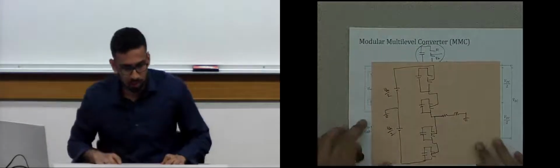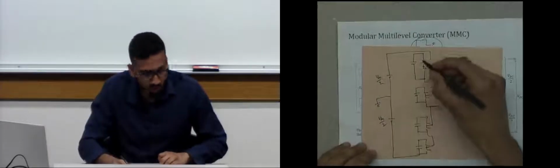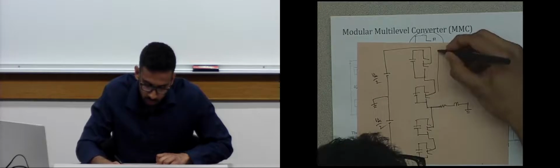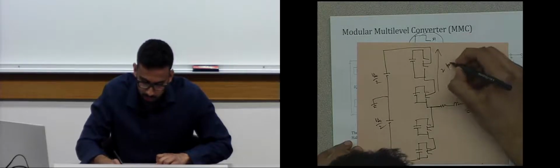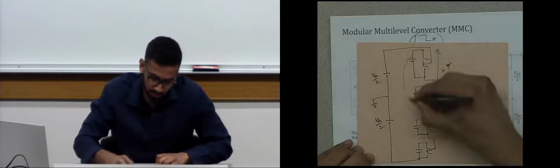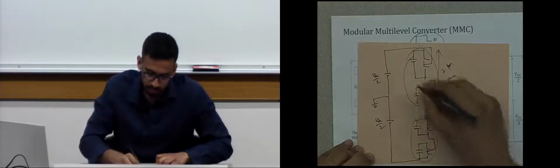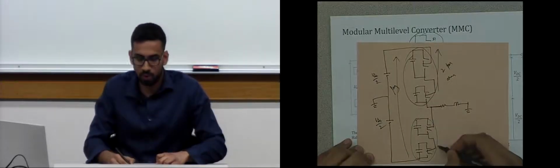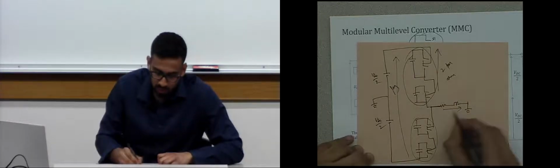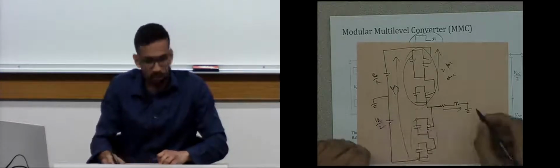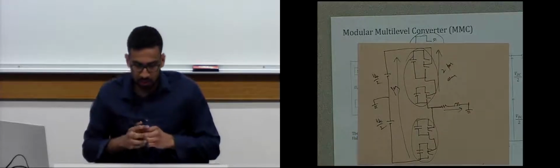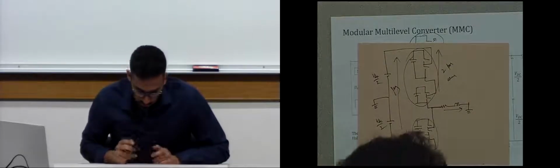Okay, this is our MMC. Each module is a half bridge, and we have 2 submodules per arm. This is an arm. This is another arm. This whole thing is a leg. And 2 submodules in the bottom arm, and the output is connected between, say, the midpoint of the DC bus and the middle point of this array of submodules. Alright, so this is an MMC.